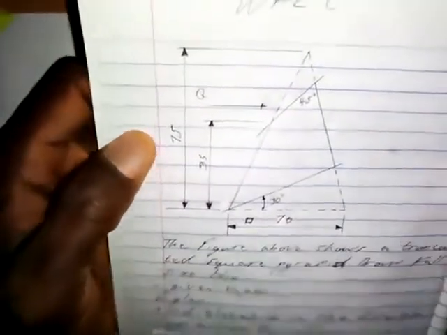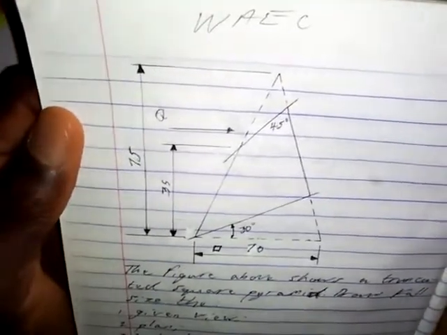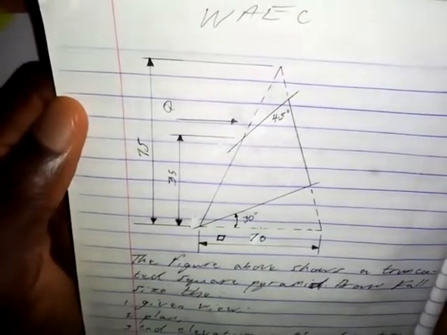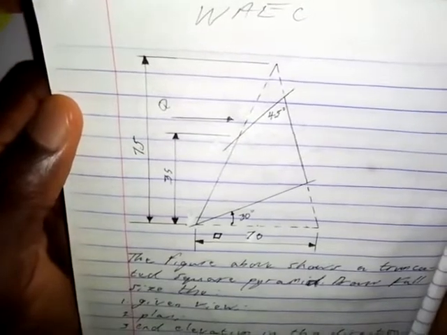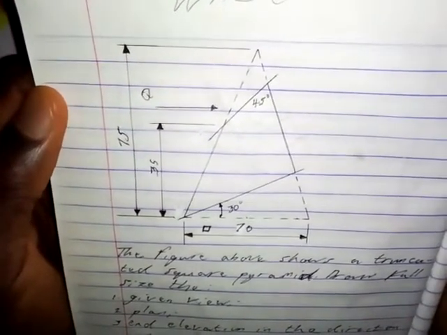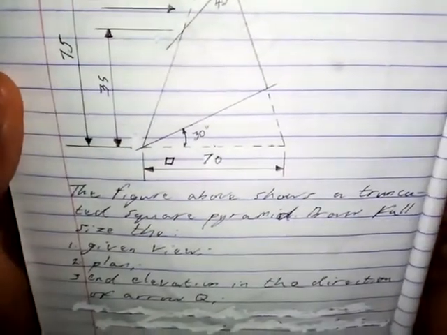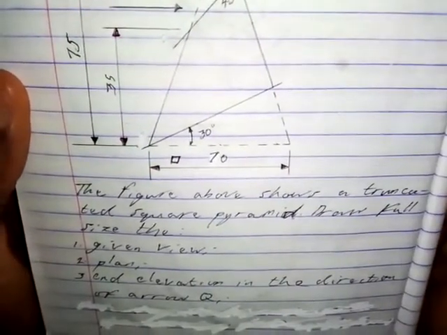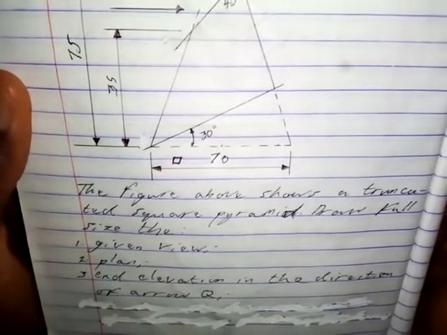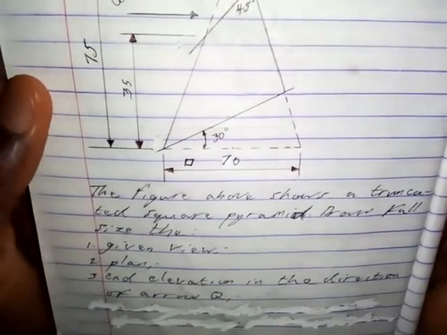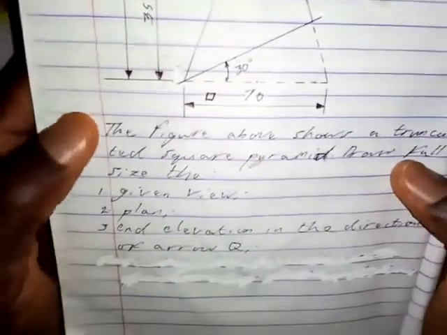Okay, this question is a WAEC question. It's a standard WAEC question. I want to explain to you how you can solve this problem when you come across it. So let's look at the questions given, then we'll come back and look at the features of the diagram.